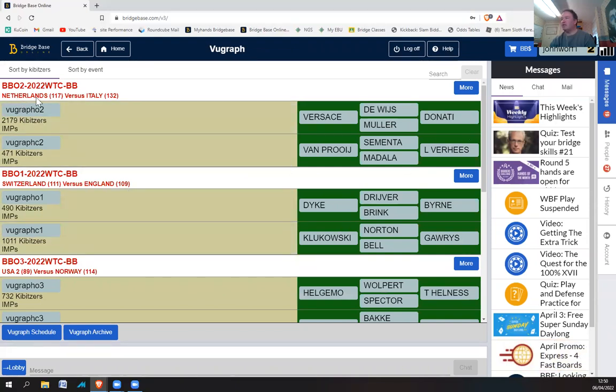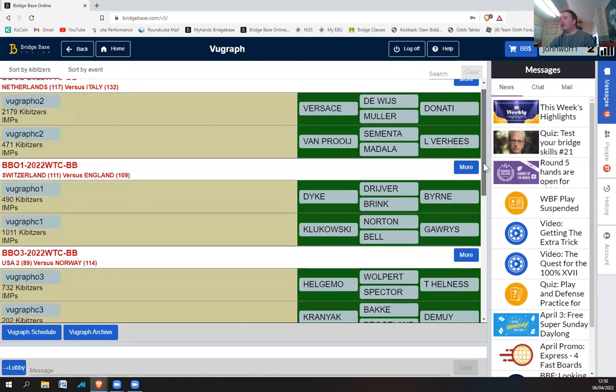So these are teams matches. Here you've got Netherlands versus Italy, and it also says the score: 117 IMPs versus 132 so far. This is the quarterfinals of the Bermuda Bowl. England are playing Switzerland at the moment, and we're currently down by 2. It's a really tight game.